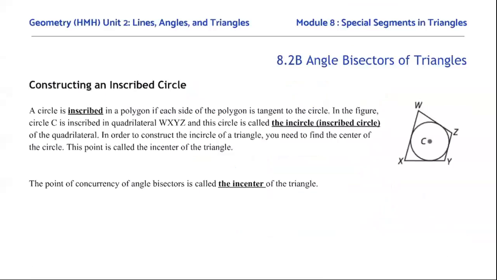So construction is done in classrooms. But I do want to point out that if a circle is inscribed in a polygon, we say that each side of the polygon is tangent to the circle. So that's a very specific way of describing how a circle could be described as being inscribed, because this literally means drawn inside or written inside.